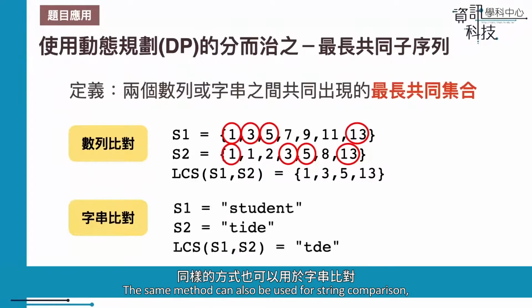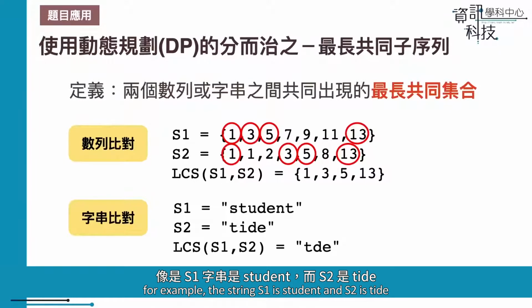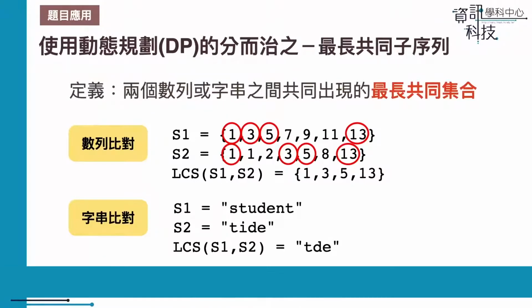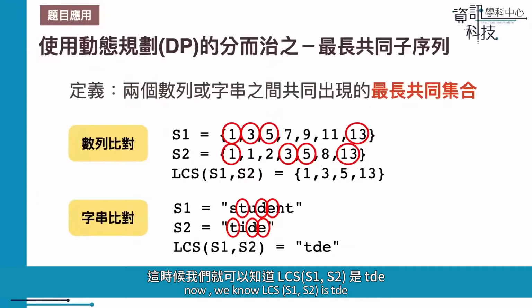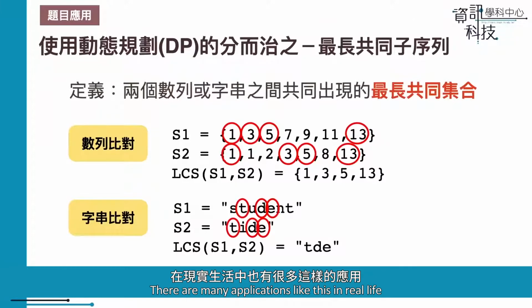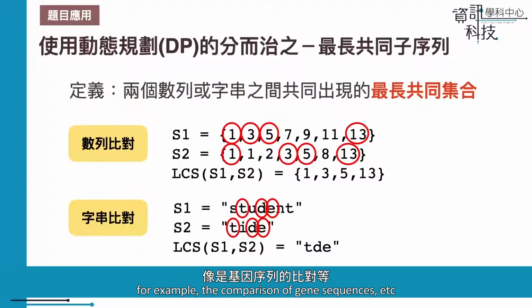The same method can also be used for string comparison. For example, the string S1 is student and S2 is tied. So we can see that the letters that appear in both of them are T, D, and E. Now we know LCS of S1, S2 is TDE. There are many applications like this in real life, for example, the comparison of gene sequences, etc.